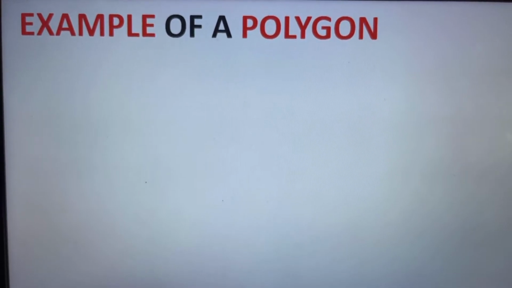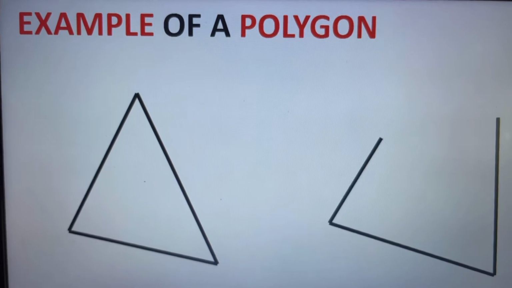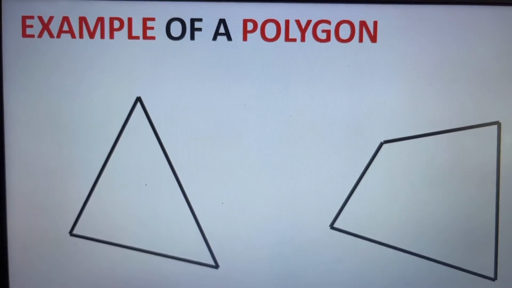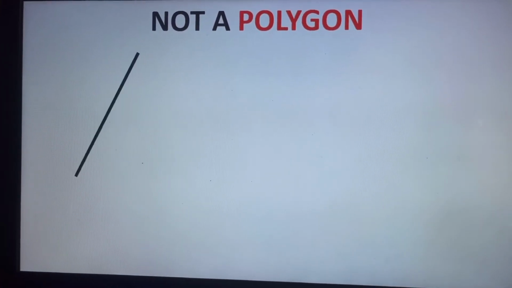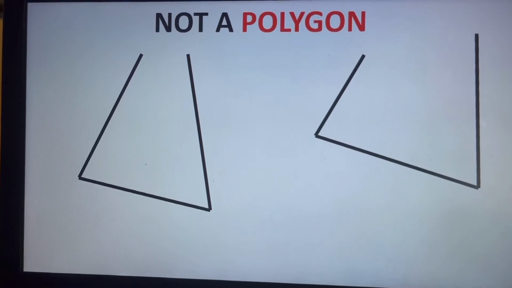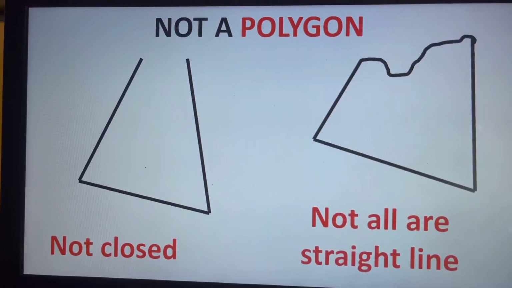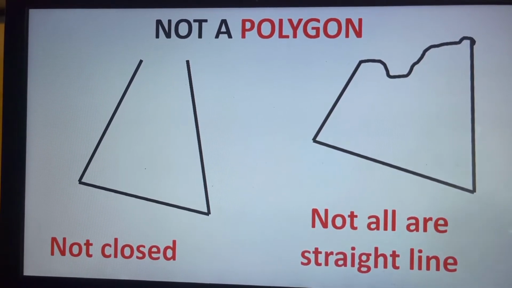The first figure is this, and the second figure is this. They are both polygons because they are closed and made of straight lines. The next figures are not polygons. The first figure is this. And the second figure is this. The first figure is not a polygon because it's not closed. The second figure is not a polygon because not all are straight lines.